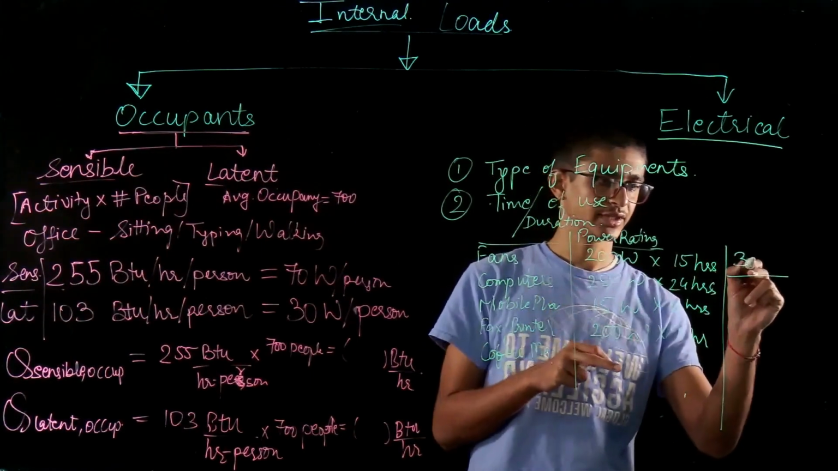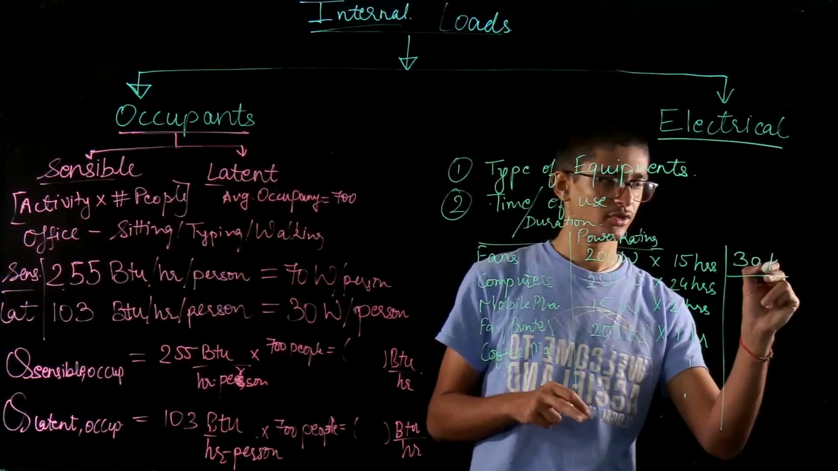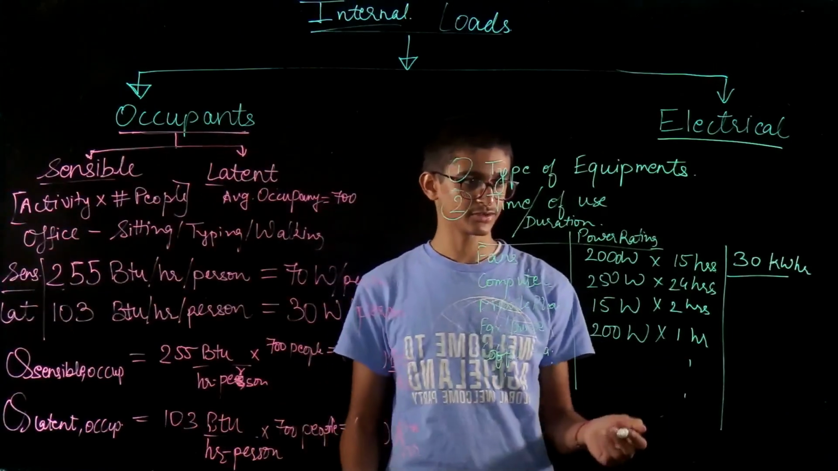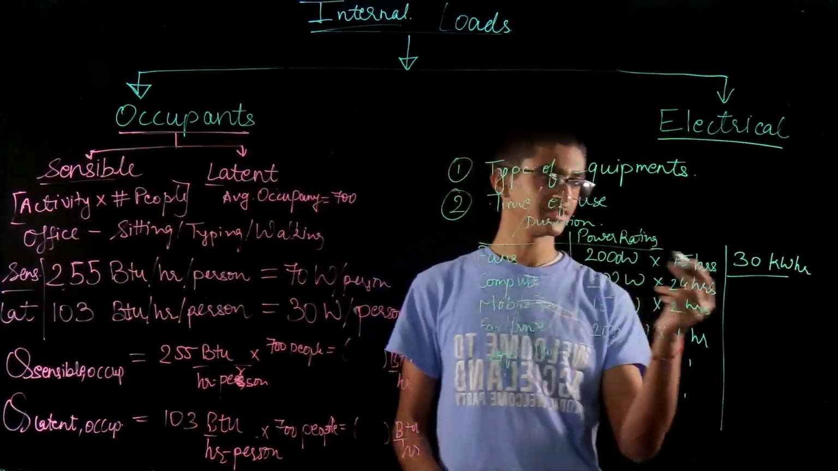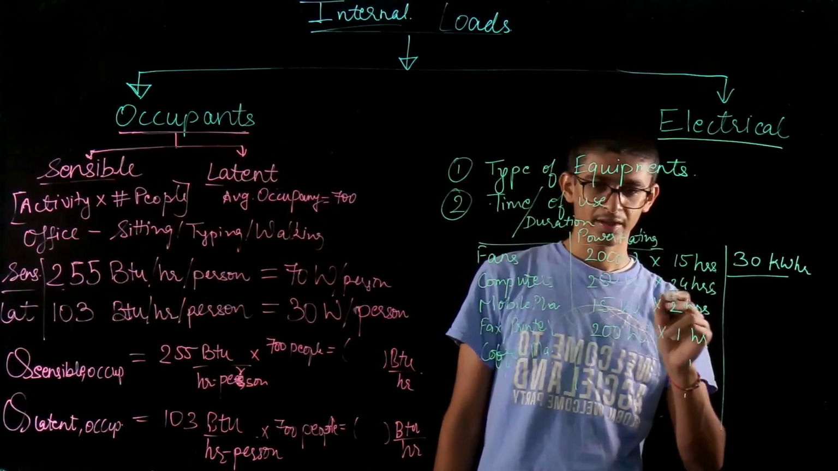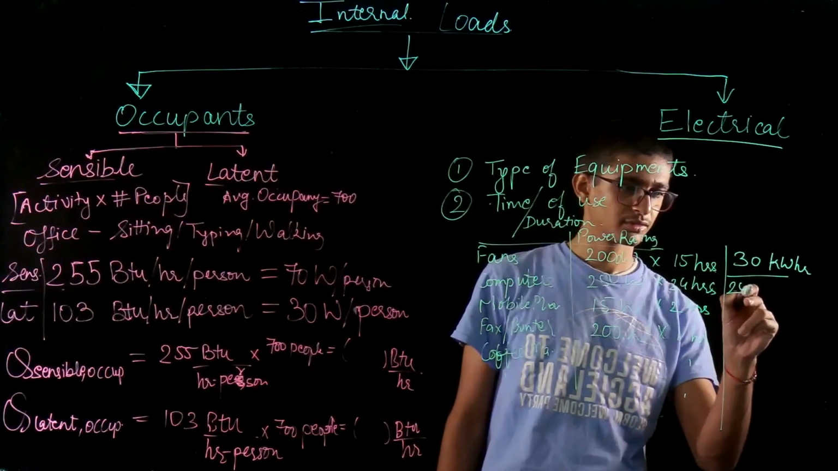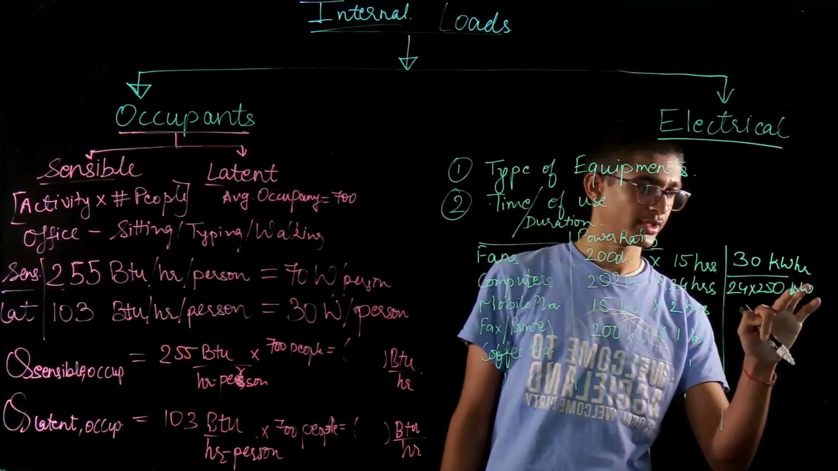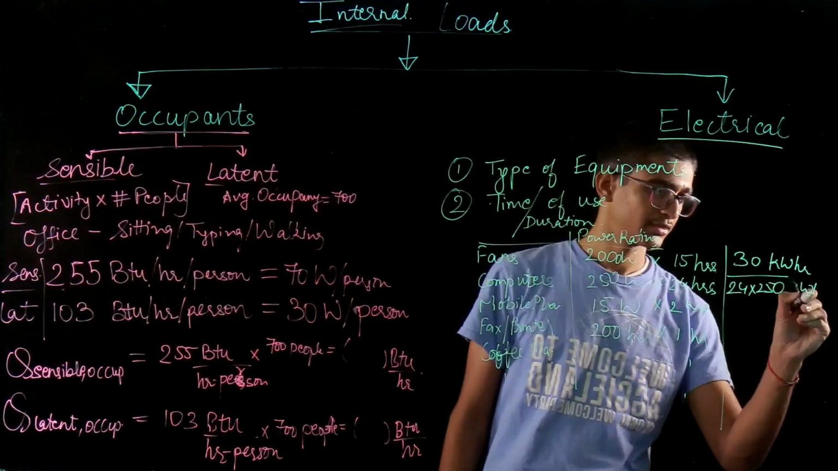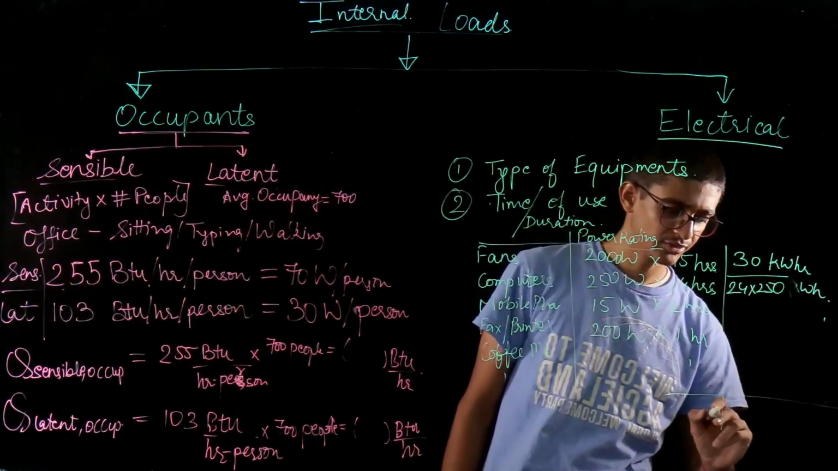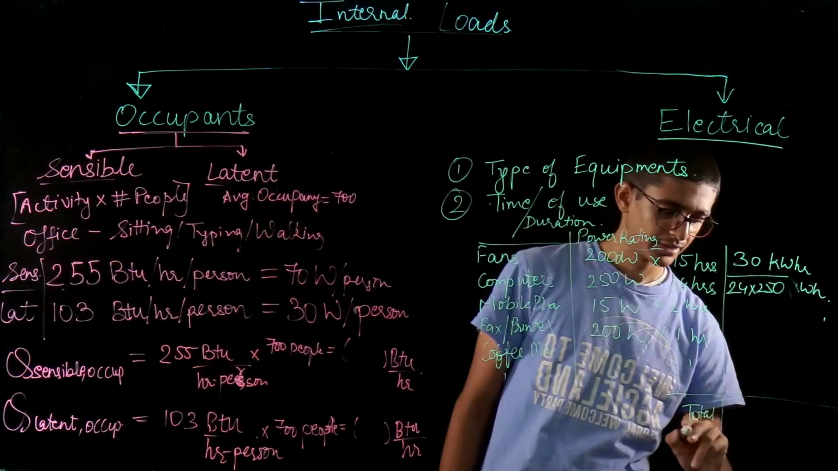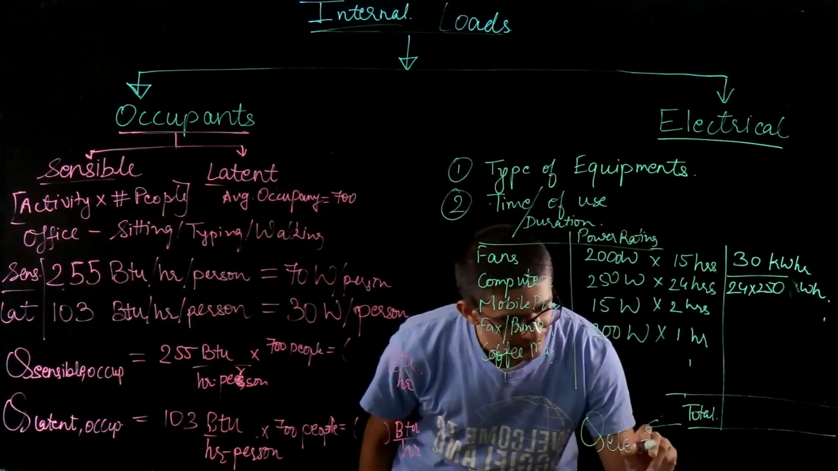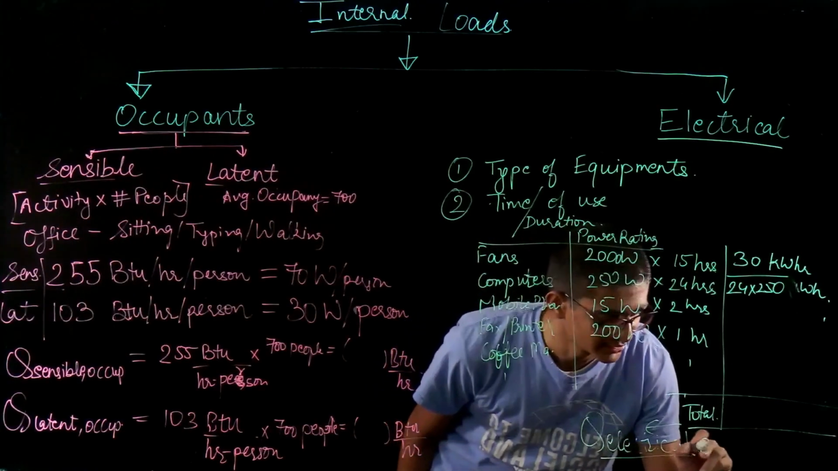So 15 into 230, kilowatt hour. And the complementary values could be in BTU per hour also. This is watts. This could be 25 into 24, kilowatt hour, watt hours. And similarly, then we just need to total it up. And the value which comes out will be the Q due to electric. And it's obviously the sensible part.